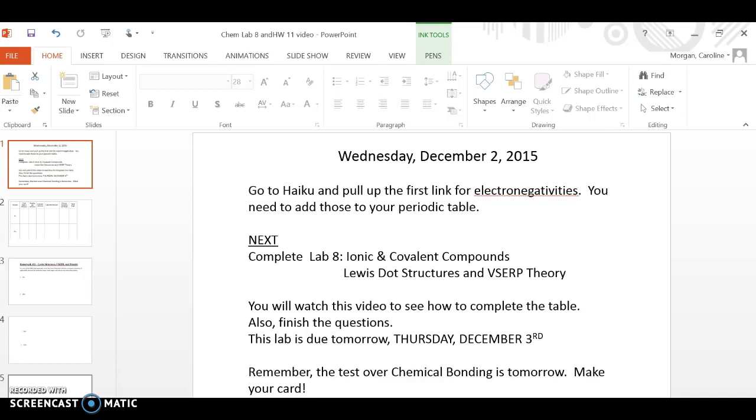Okay, here is what we are doing today, Wednesday, December 2nd. Go to Haiku, on our chemistry page, pull up the link for electronegativities. You need to add those to your periodic table so that when we go through these problems and for the test, you have electronegativities. Next, you're going to finish Lab 8, and I'm going to go through some of that right now. That will be due tomorrow, Thursday. And remember, your test over chemical bonding is tomorrow. Make your card.